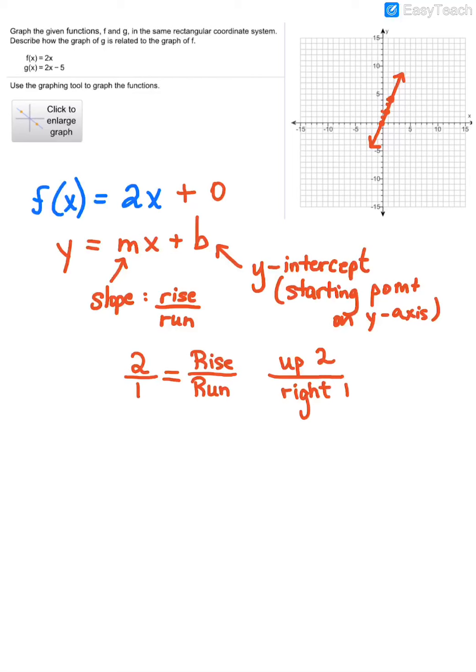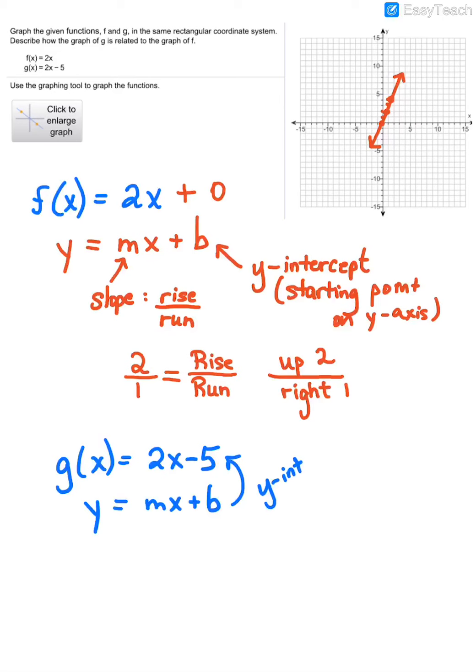Okay, so we'll do blue for the next one. So function g of x, if I look at that, is 2x minus 5. And again, if I think of my mx plus b, notice in this case, my y-intercept is at negative 5. So on my graph, I will put a starting point at negative 5. And my slope in this case, my m value is still positive 2.